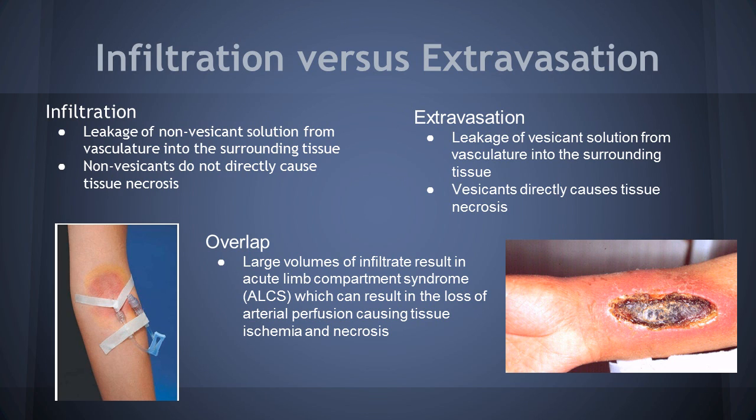What is infiltration and extravasation? Infiltration is the leakage of non-vesicant solution from the vasculature into the surrounding tissue. Non-vesicants do not directly cause tissue necrosis. Extravasation is the leakage of vesicant solution from the vasculature into the surrounding tissue. Vesicants directly cause tissue necrosis. Overlap between both injuries occurs when large volumes of infiltrate result in acute limb compartment syndrome, which can result in the loss of arterial perfusion, causing tissue necrosis and ischemia.